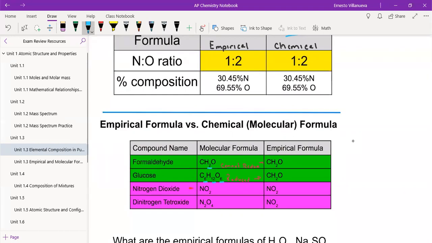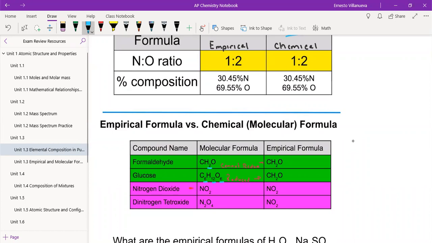If you take a look at glucose, for example, glucose is made up of 6 carbon, 12 hydrogen, and 6 oxygens. You can see that they have a common factor, so I can reduce all of these by 6. If you reduce these by 6, this becomes a 1, this becomes a 2, this becomes a 1. So in this case, the empirical formulas for these two very different compounds are the same. But here, the empirical formula and the molecular formula are different.